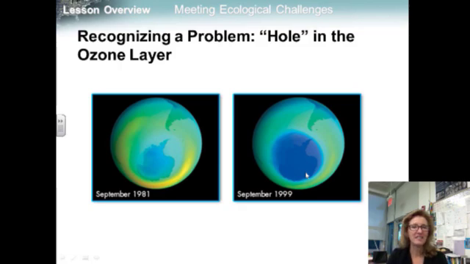Beginning in the 1970s, satellite data revealed the ozone concentration over Antarctica was dropping during the southern winter. An area of lower ozone concentration is commonly called the ozone hole. And for several years after the ozone hole was first discovered, it kept growing larger and larger and lasted longer each year. These images show the progression from 1981 to 1999. The darker blue color in the later image indicates that the ozone layer has thinned since 1981.